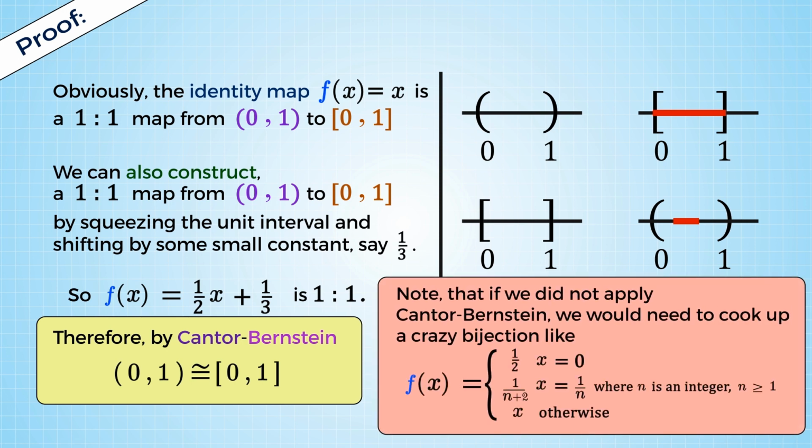Note that if we did not apply Cantor-Bernstein, we would need to cook up a crazy bijection like f(x) equals 1/2 when x equals 0, 1 over n plus 2 when x equals 1 over n, where n is an integer, n greater than or equal to 1, or x otherwise.